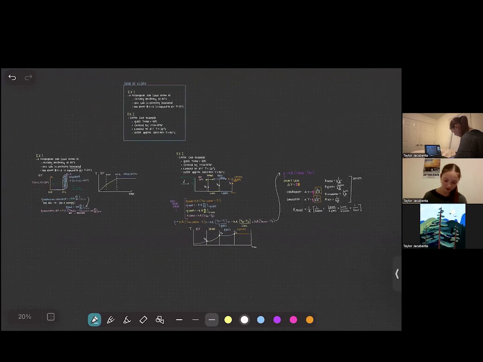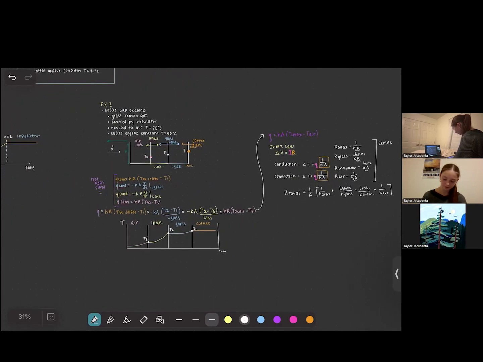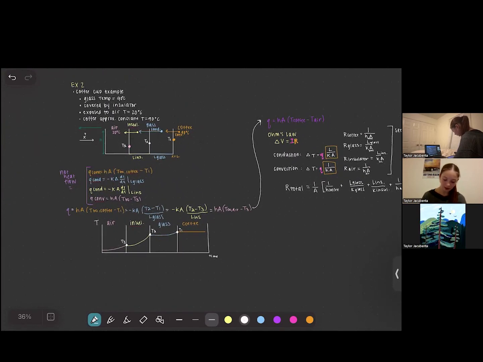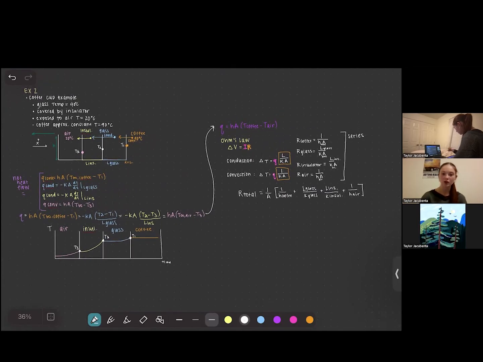And those are 2 examples. We talked about a rectangular slab with initial conditions for one side being insulated and the other being exposed to air. And then the second example was the coffee cup, where we were able to draw out our graphs for temperature and time, and we were able to further explain using Ohm's law.